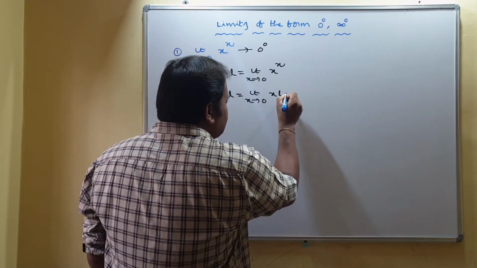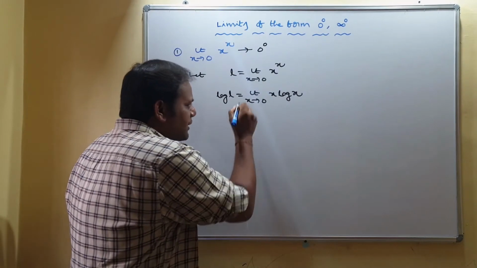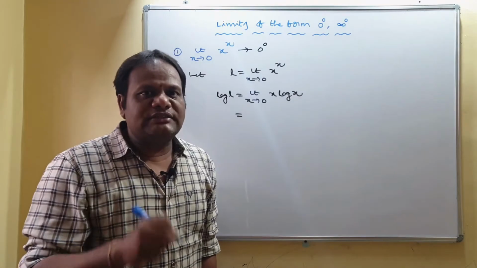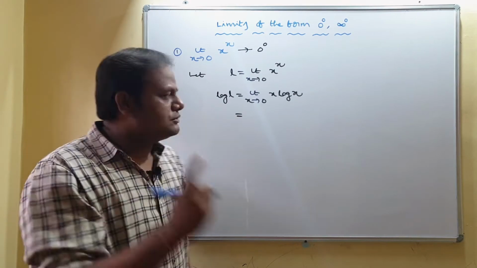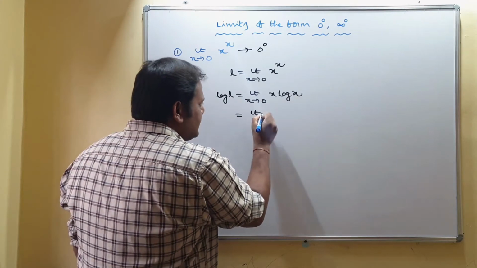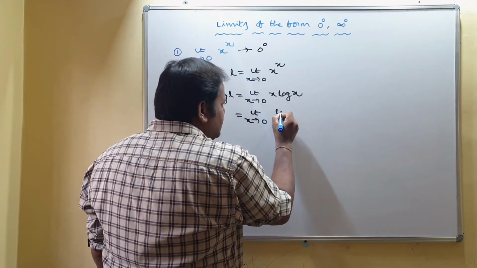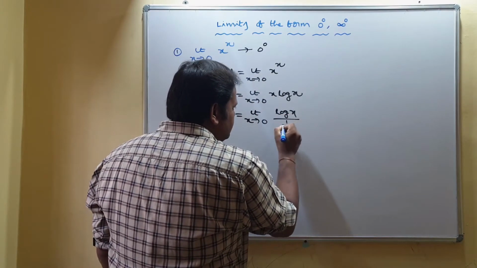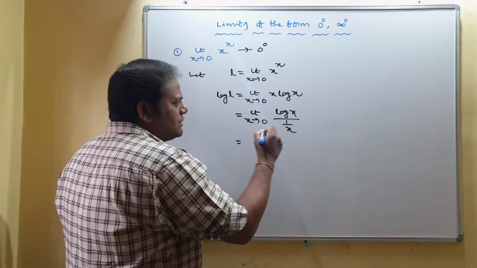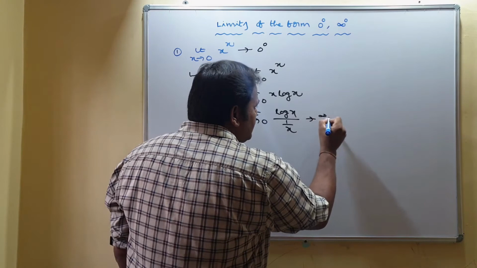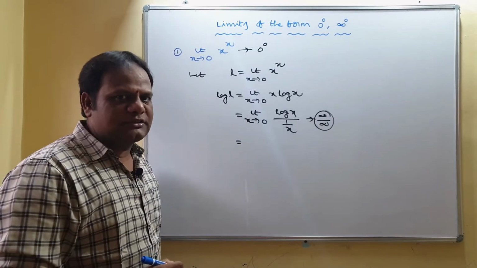Log x power x can be written as x log x. Is it? But if it is in the form of 0 by 0 or infinity by infinity, we can apply L'Hospital rule. So we try to reduce it to that form. So limit x tends to 0, I can take it as log x by 1 by x. Is it? Now observe this. It is taking the form infinity by infinity. Is it? So you can apply L'Hospital rule.